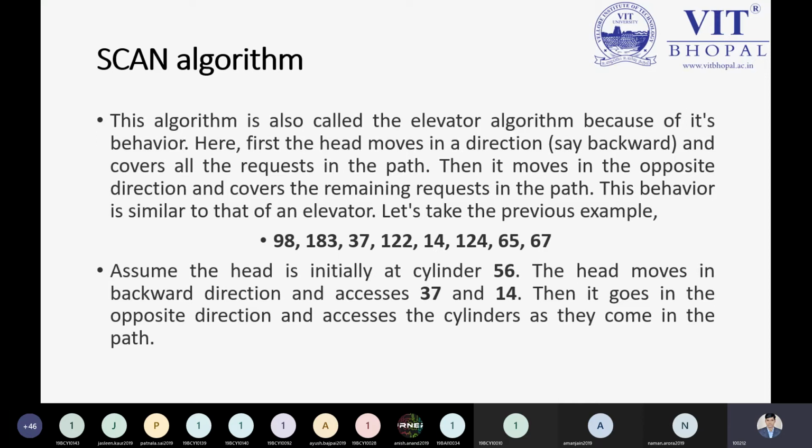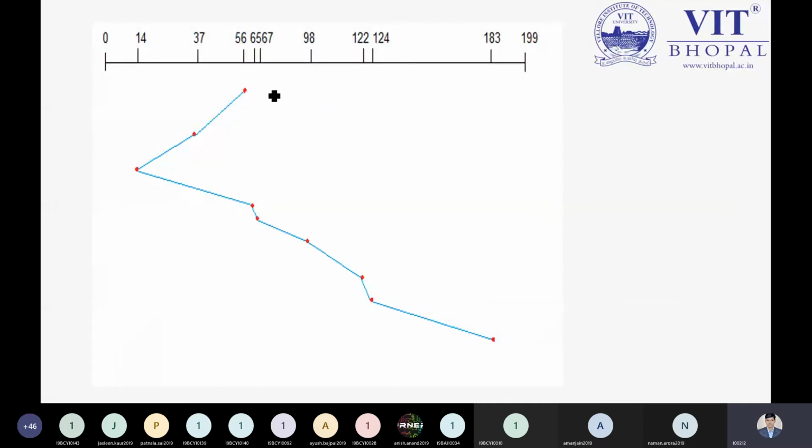So let's take the same example as before, with the cylinder numbers 98, 183, 37, 122, 14, 124, 65, and 67. There is nothing different here. I'm coming to the diagrammatic way so you can understand the SCAN algorithm easily. In the SCAN algorithm, I'm going to the back direction, this direction first.